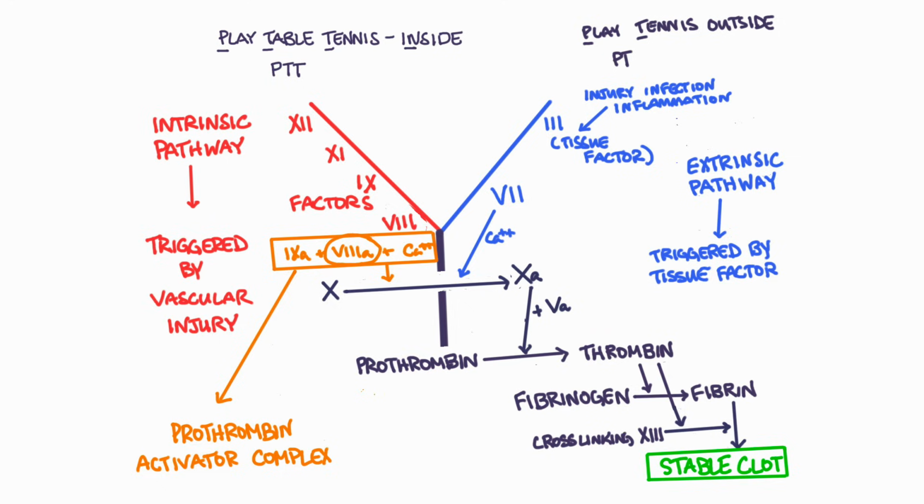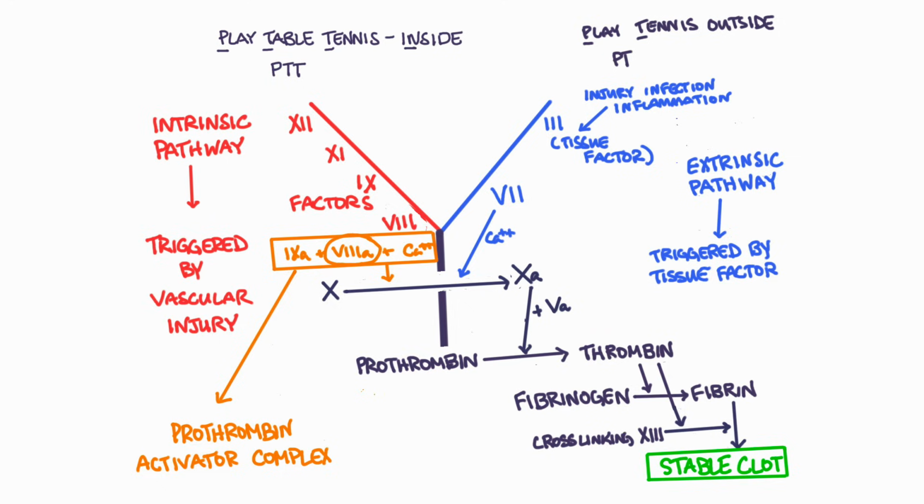So here is an illustration of the intrinsic and extrinsic arms of the coagulation pathway that lead into the common pathway. On the last slide, we were following the intrinsic arm of the coagulation pathway, which ultimately ends at the activation of factor 10, which is common to both pathways. The activated factor 10 combines with activated factor 5 and calcium, creating the prothrombin activator complex, which converts prothrombin into thrombin.